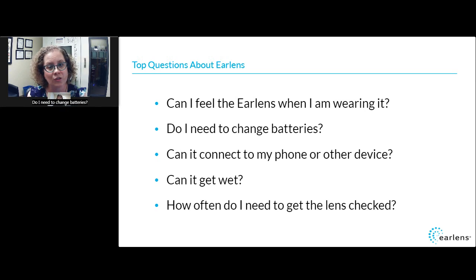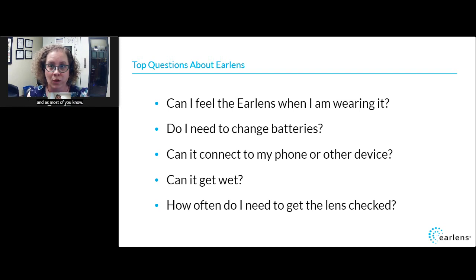Do I need to change batteries? No. The cool thing is that the Earlens system is rechargeable. Many of you are probably accustomed to rechargeable devices, and it's the same thing for Earlens. It's going to come with a charger, and the receiver in the ear portion and the receiver behind the ear portion will be rechargeable. Can it connect to my phone or other device? Earlens currently can only connect and stream to iPhone. Earlens is not currently having any connectivity to Android at this point. That is something that may come down in the foreseeable future.